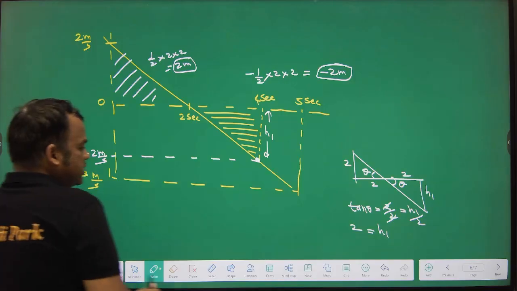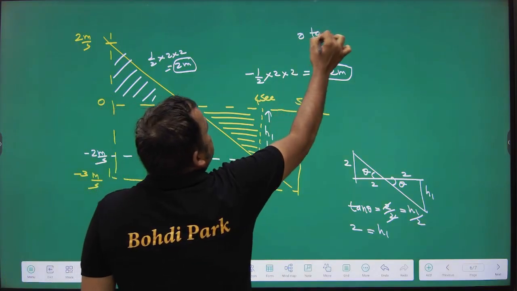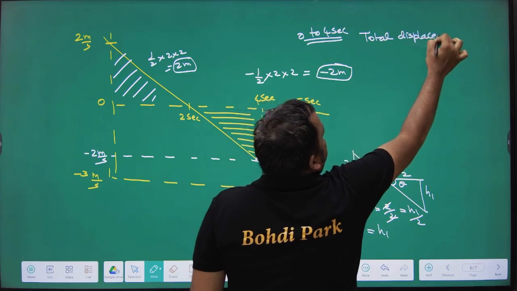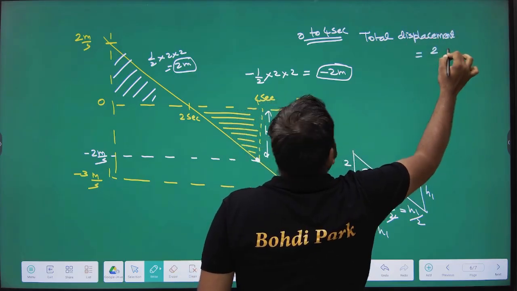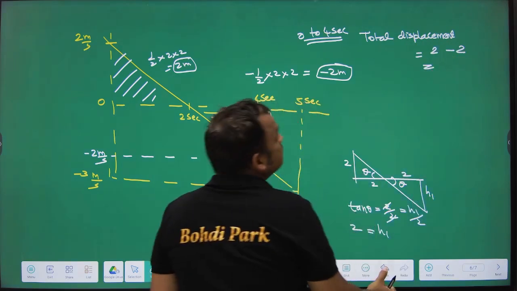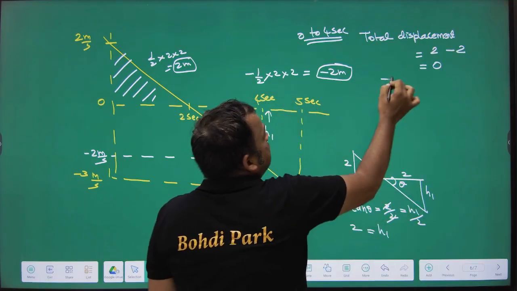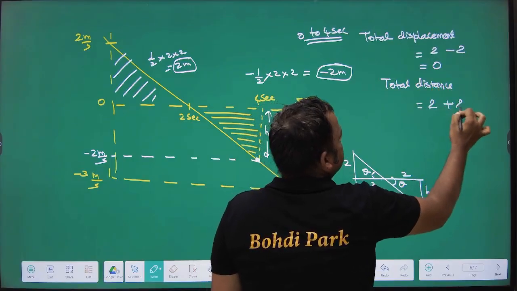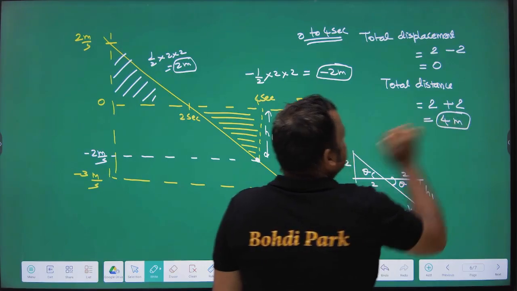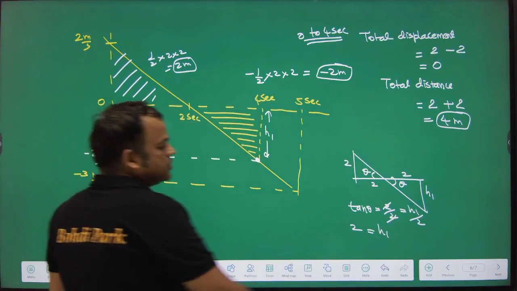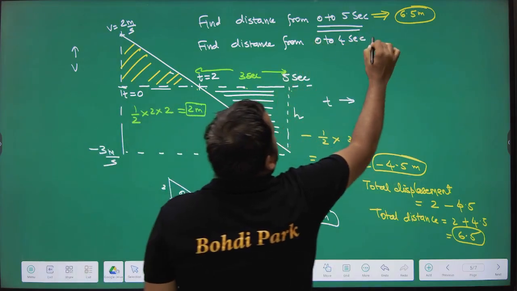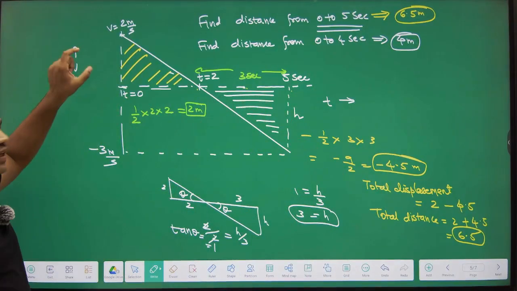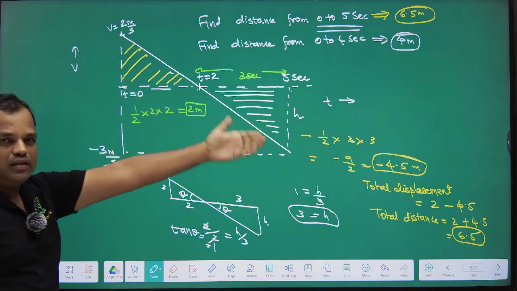So now the total displacement between 0 to 4 seconds is equal to plus 2 minus 2, that is 0 meter. Total distance will be 2 plus 2, 4 meter. Total distance is 4 meter. So the answer to the second question, which is 0 to 4 second, is 4 meter. This is 4 meter total distance. So we have used area under the graph for velocity time graph.